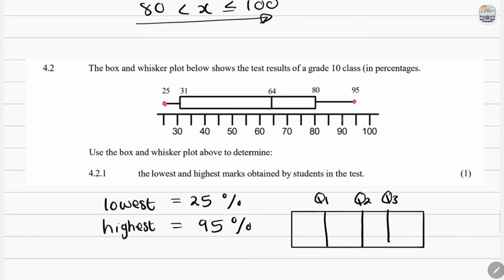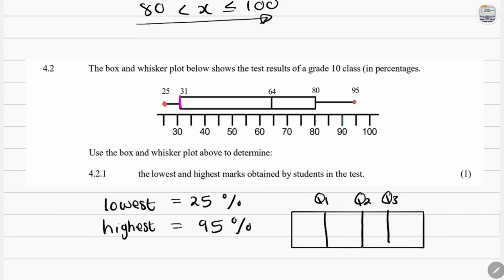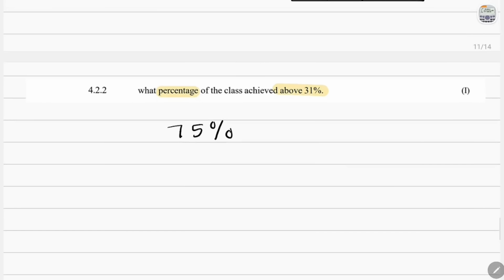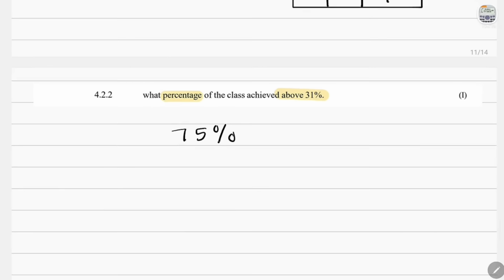Okay, so when looking at it like this, if this is 31, everybody who got higher than 31 is all here. What percentage of the class is that? From the minimum to Q1, that's 25%. And then from Q1 to Q2, that's another 25%. From Q2 to Q3, another 25%. And then from Q3 to the maximum, another 25%. The portion we're looking at is this. So that's 25 plus 25 plus 25, which is a total of 75%. And there we go. 75% of the class achieved above 31% as a mark. And that is our answer.